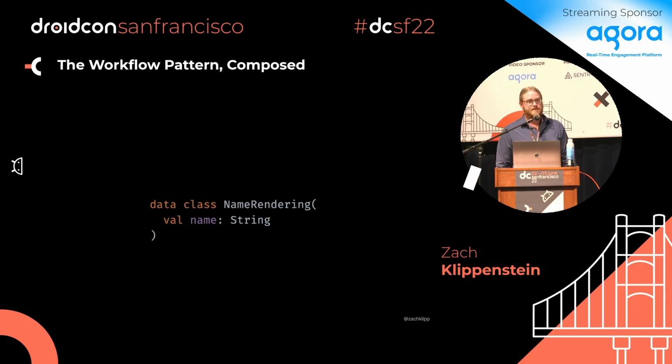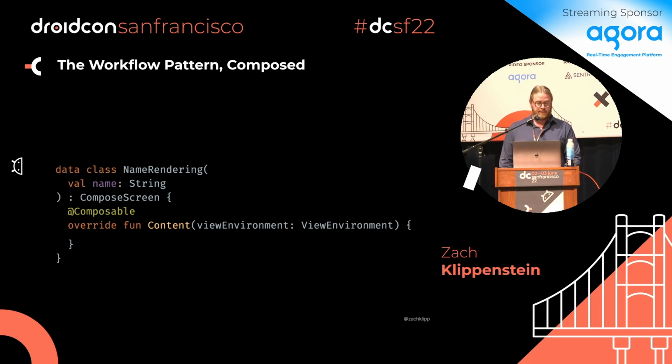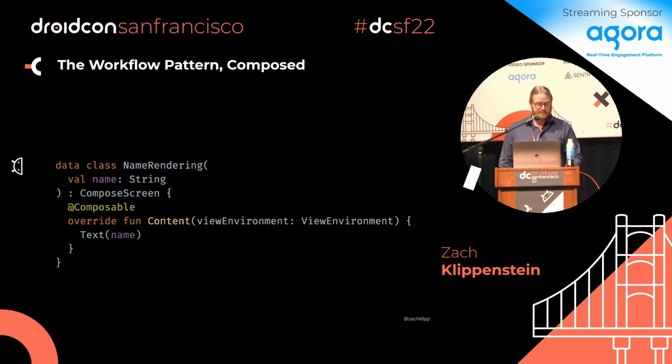This is about the simplest rendering you can write. So let's give it the ability to draw itself. First, we need to implement compose screen. We'll override content, and that's literally all we have to do. So that was too short of a talk. So to make it a little bit more complicated, let's say we want to show something else.